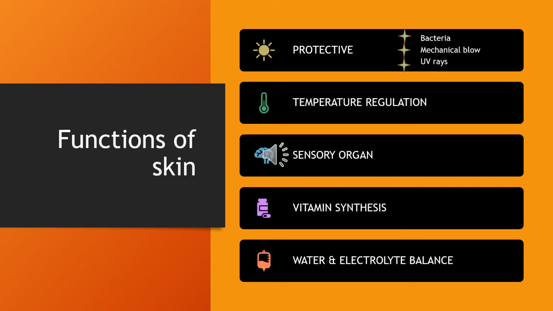Next function is the synthesis of vitamins. In exposure to sunlight, by the action of UV rays on cholesterol, vitamin D3 is synthesized in skin. Next is water and electrolyte balance. The sweat secreted from the skin contains water and salt, and therefore excessive sweating can lead to dehydration and sodium deficiency. Also, hormones like aldosterone have a role in water and electrolyte secretion. So the skin regulates the water balance and electrolyte balance by excreting water and salts through the sweat.